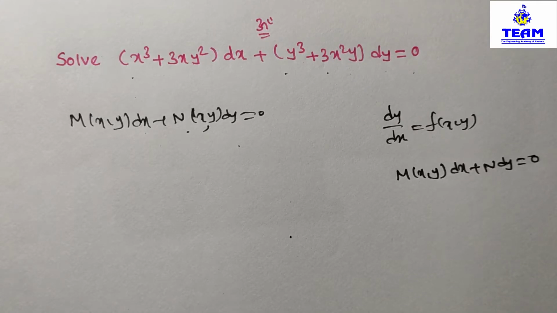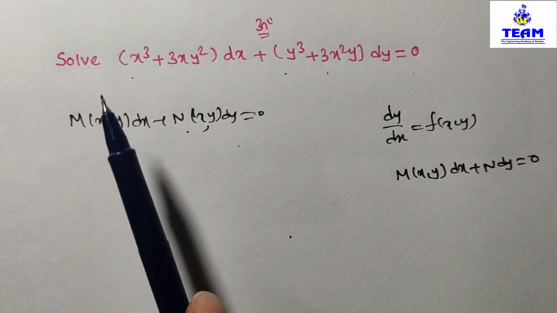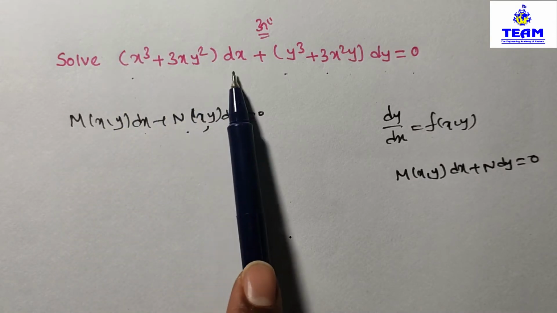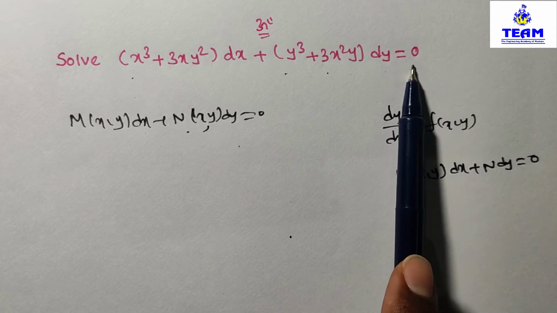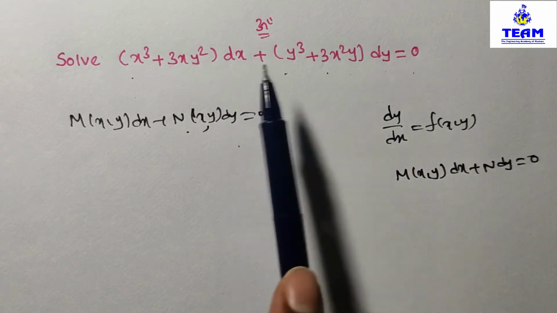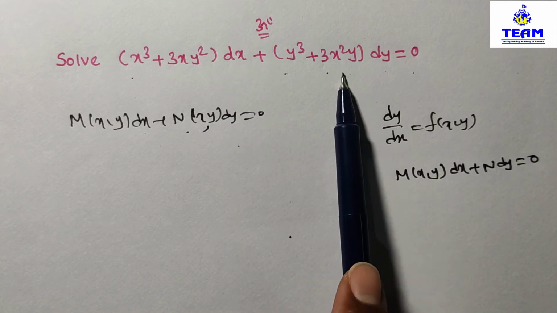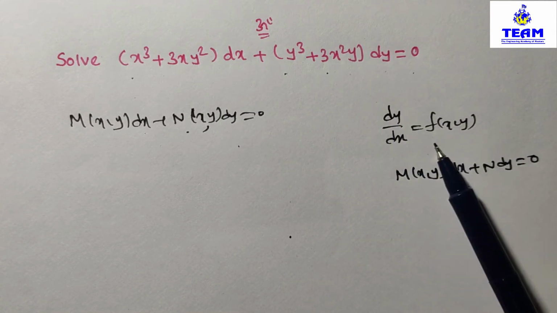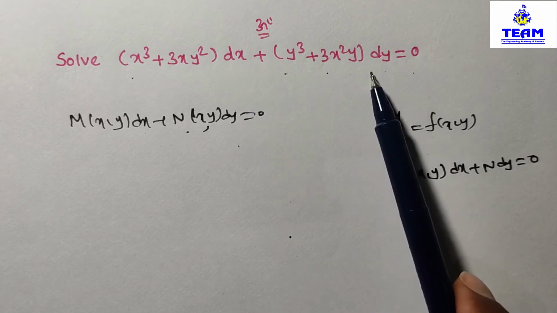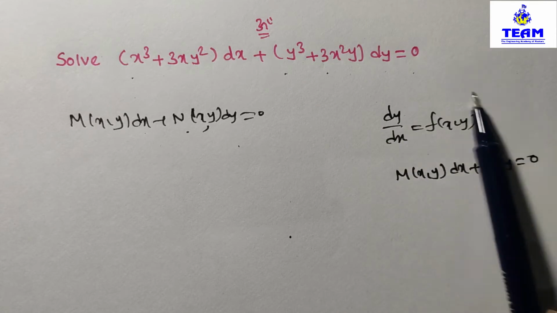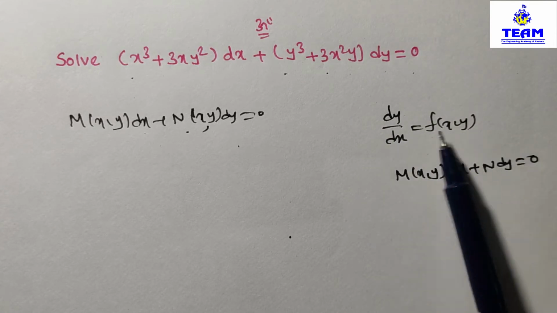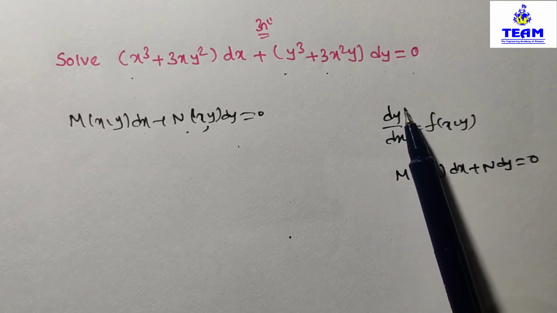Friends, in this video we are solving a problem on first order and first degree differential equations. The given problem is: solve (x³ + 3xy²) dx + (y³ + 3x²y) dy = 0. By observation we can say it is a first order and first degree equation. You can also write the given equation as dy/dx = f(x, y). Just take dx to the right side and rearrange it in this form. If it is in this form, by observation we can say it is first order and first degree.